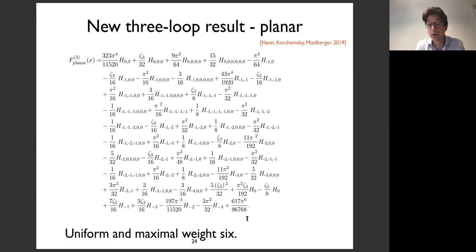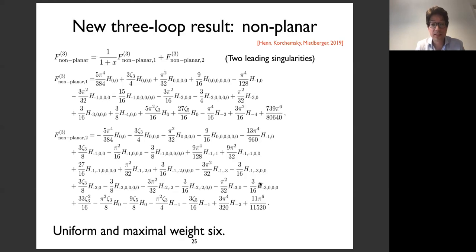And now going to the non-planar answer, the same is true. We have uniform and maximal weight 6. But we see one new feature. There's 2 terms, which correspond to 2 different rational structures. And this is a little bit reminiscent of what one sees in non-planar 4-particle amplitudes.